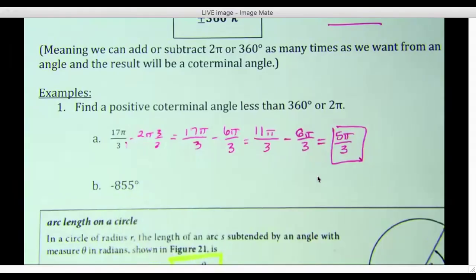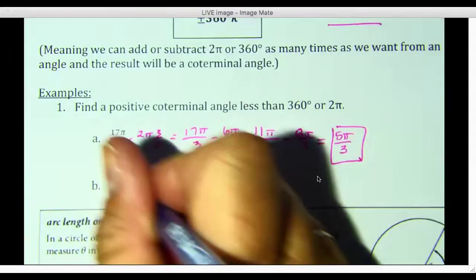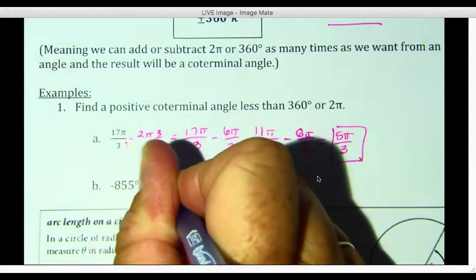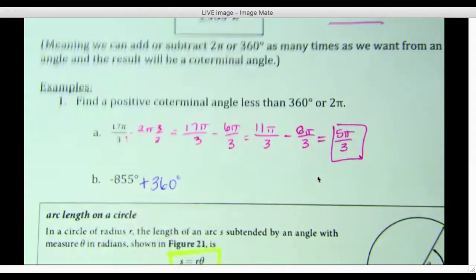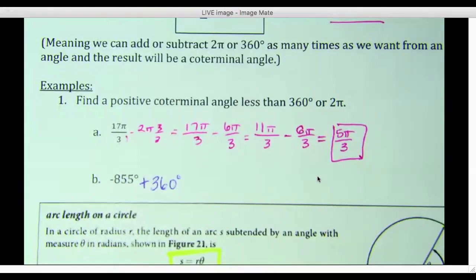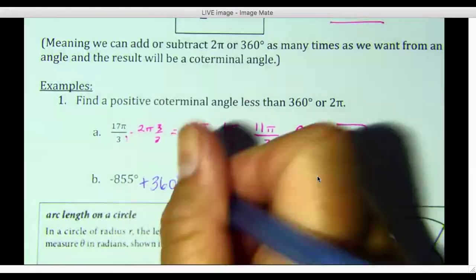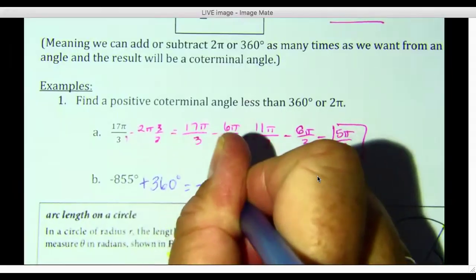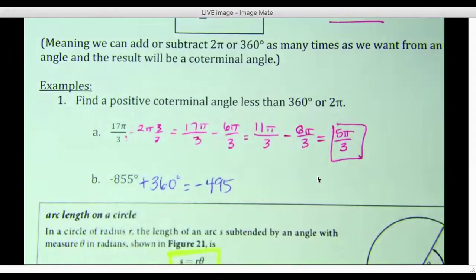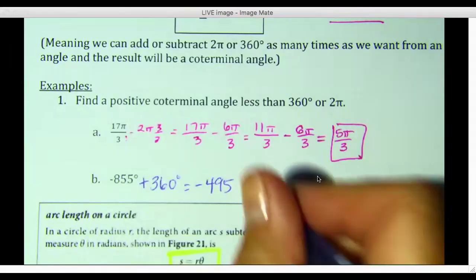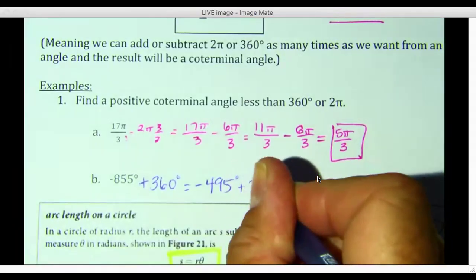But we can also add 2 pi or 360. And if I add 360 one time, let's go ahead and calculate that. Let's see. We get negative 495. But we want a positive coterminal angle less than 360. Well, this is not positive yet. So we can keep adding 360.